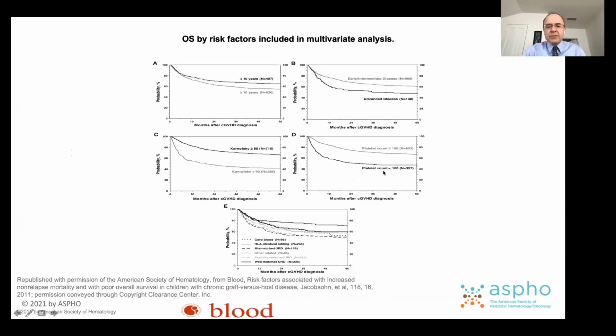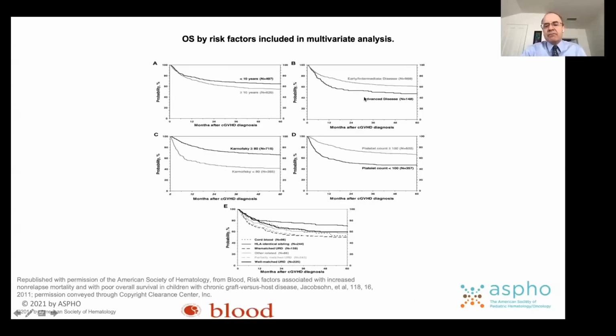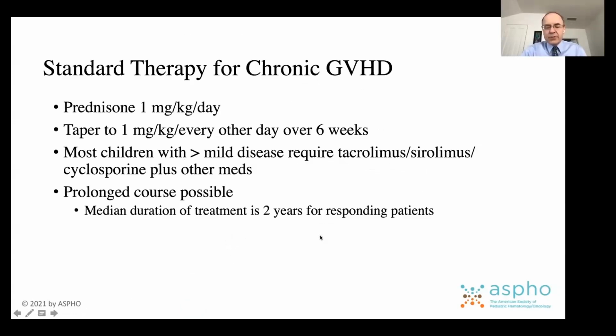Now, what are the risk factors in pediatrics for this? Younger patients do better. Patients with advanced disease do worse, and that's generally because they're higher risk of relapse. Patients with good Karnofsky scores do better. Patients with high platelet counts do better than patients with low platelet counts. And matched sibling recipients, even though they have chronic GVHD, they still do better than all the rest of the stem cell sources.